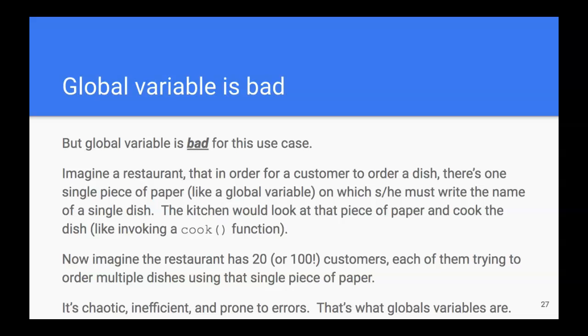And that's kind of what global variables are, because there's only a single copy of them out there. Or I mean, it can be multiple global variables, but it doesn't matter. The key is there's a single variable that can be used over and over in a very chaotic, inefficient manner.